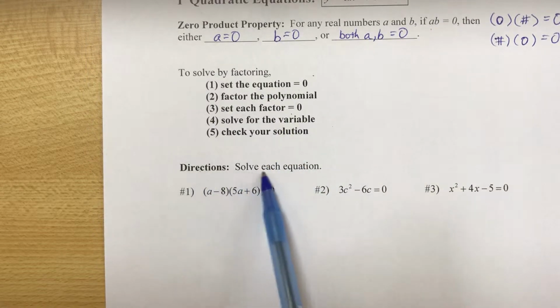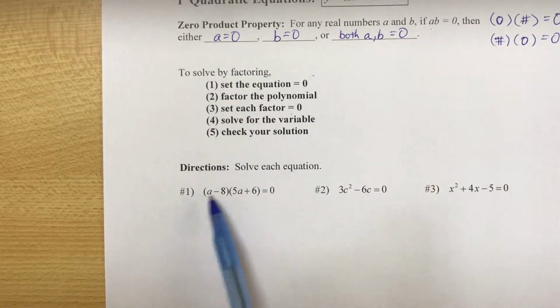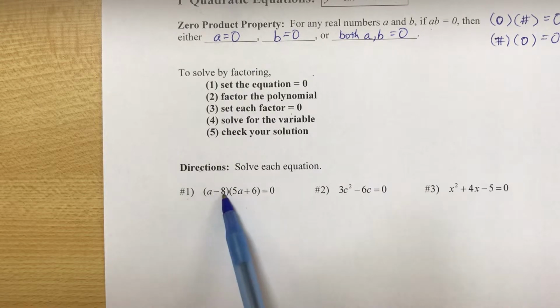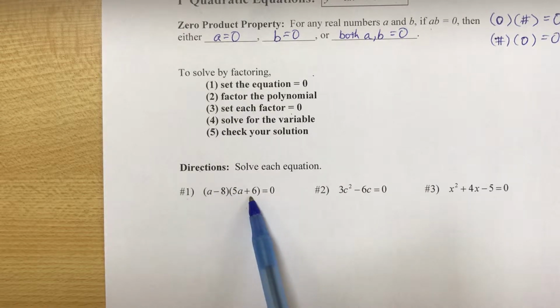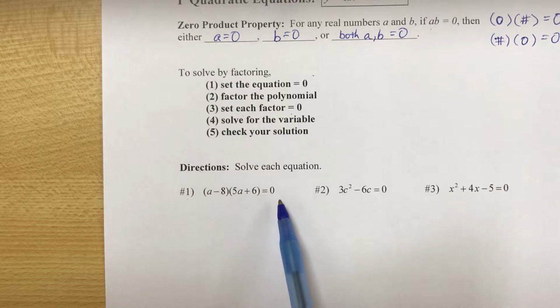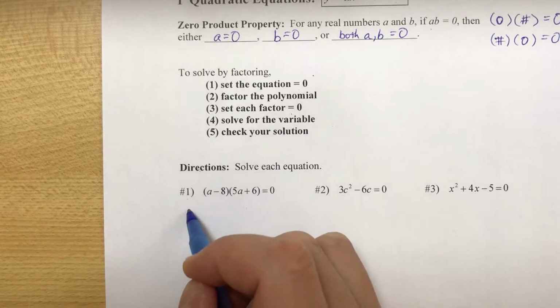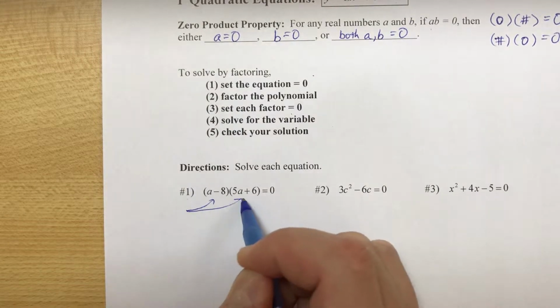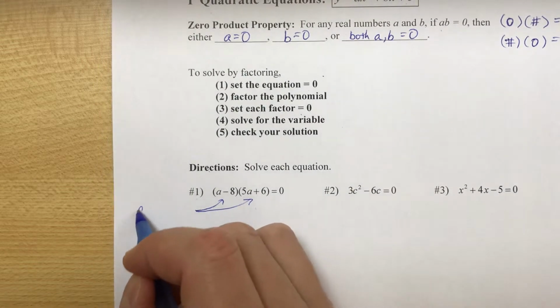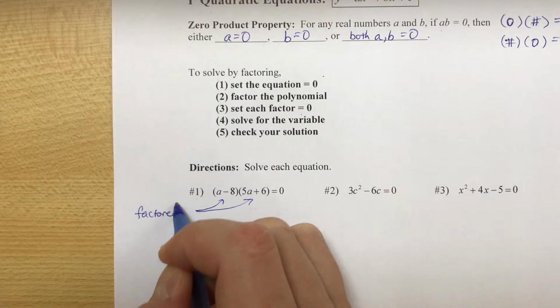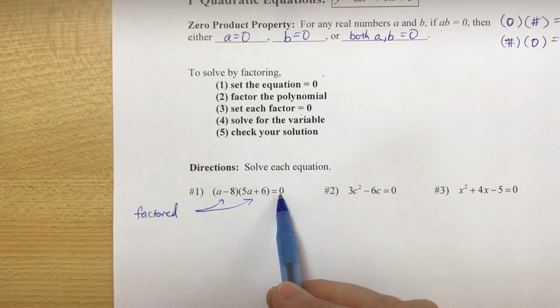Directions: solve each equation. Number 1, a minus 8, in parentheses, times 5a plus 6, in parentheses, equals 0. Now, here's the nice thing. This is already factored, and it's already set equal to 0.